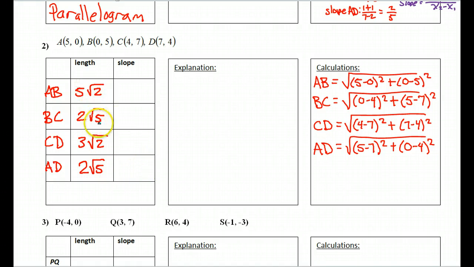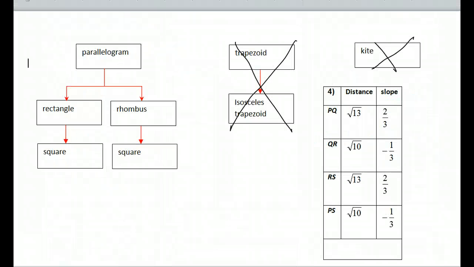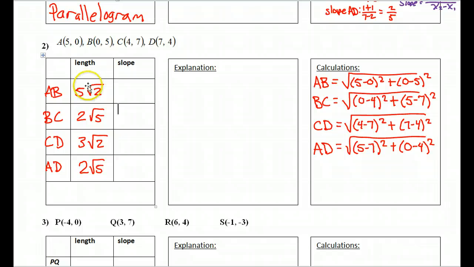Okay, from those lengths alone, we can eliminate some things. So looking back at our diagram for a second, is there any way this could be a parallelogram? No, a parallelogram has opposite sides that are congruent. So 5 radical 2 and 3 radical 2. All right, BC and AD are looking good for a parallelogram, but AB and CD not so much. So we know it's not a parallelogram.